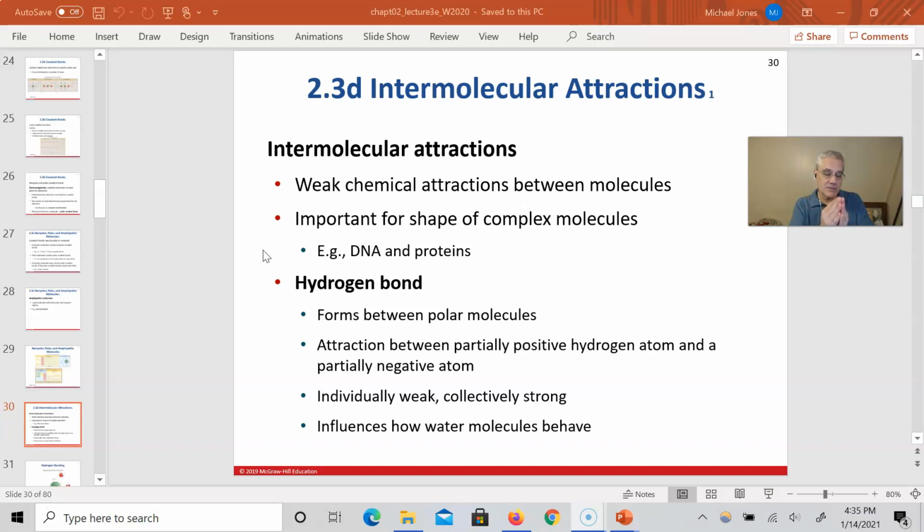When you think of a hydrogen bond, DNA is your classic example. We'll get to the chemistry of DNA in a bit, but you have a big long strand of DNA on one side, a big long strand of DNA on the other side, and each of those strands bonds to the other strand through hydrogen bonding and holds it together. That's called the double helix. You've heard of the double helix. The double helix is held together by hydrogen bonds.